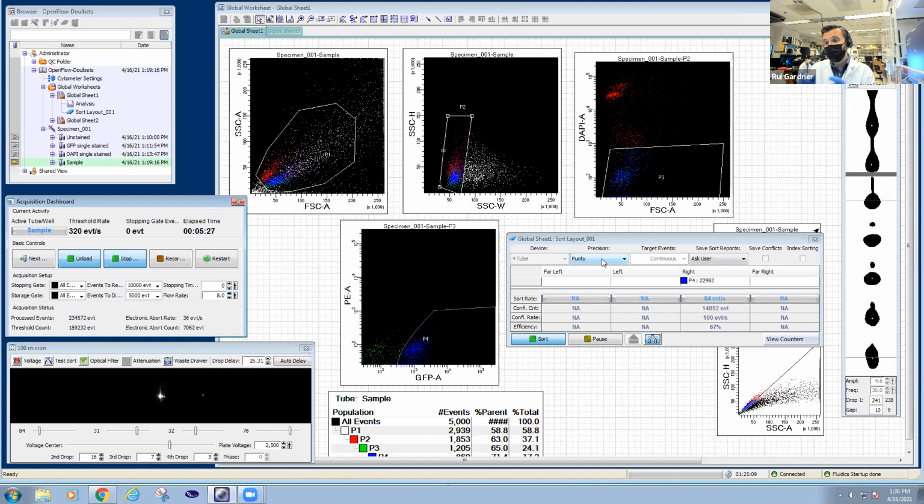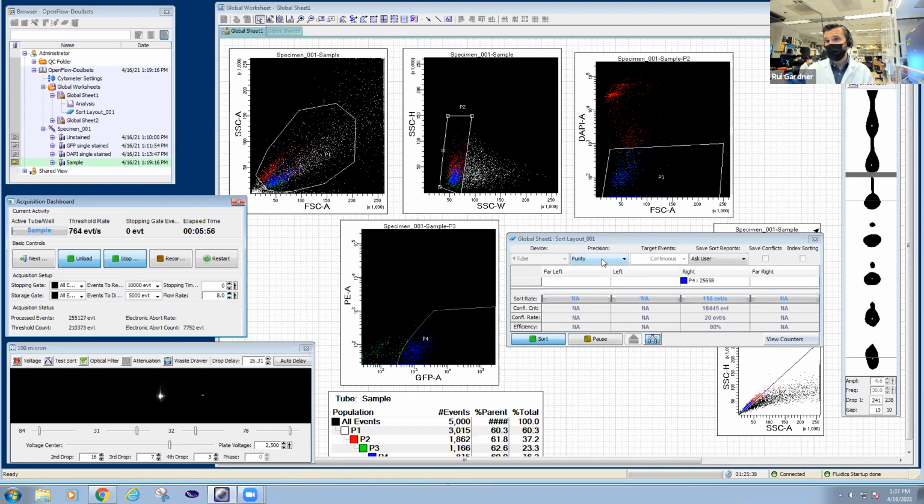And the purity mode actually tries to do a bit of both. It tries to eliminate those non-target events, so it doesn't sort the cells when a non-target event is close, but it also tries to recover as much as possible. So it will try to sort 2 drops as long as there's no non-target event close, even close to that adjacent drop. So it's just a better mode to try to recover as much as possible.